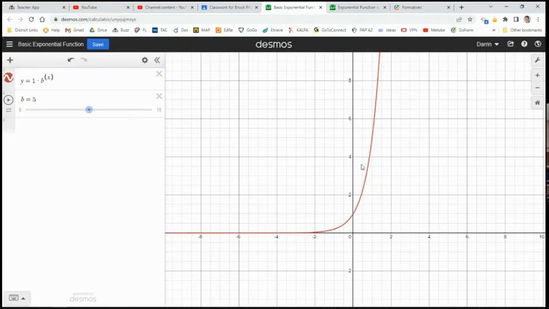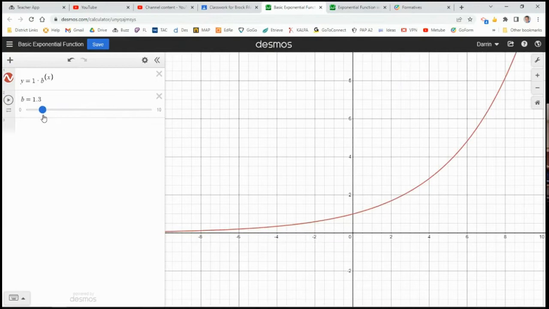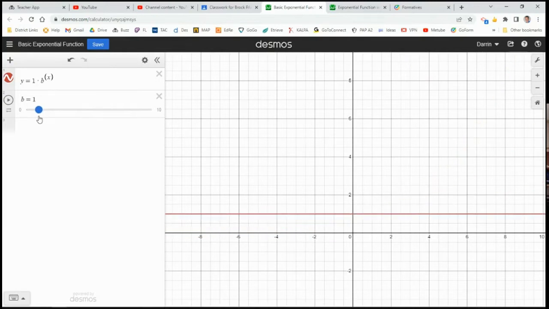So what's happened to our graph? It's gotten steeper. See, if we take it down to 2, watch the graph as I change it up. So it gets steeper and steeper. So the larger b is. Now, if I take b down to 1, it's just a straight line because it's 1 to the power of x. It doesn't matter what x is. 1 to the power of anything is going to be 1. So this is the equation y equals 1.